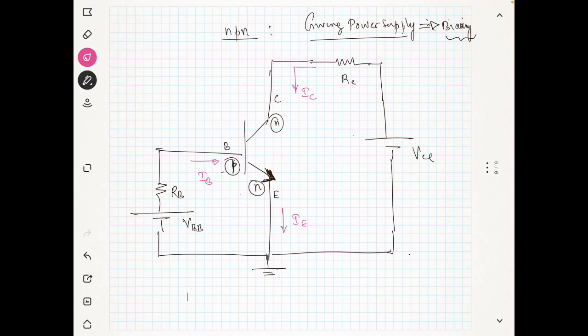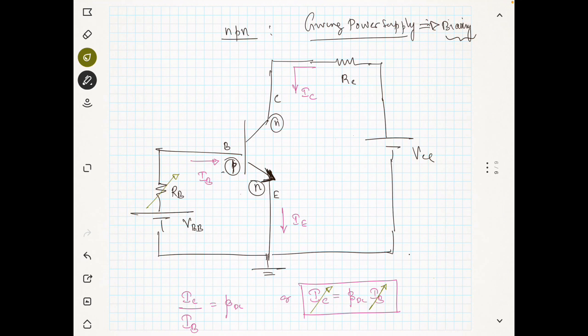Now I told you that the ratio of IC over IB we call beta DC, or I can say my IC is equal to beta DC times IB. So if I can control my IB, I can change my IC also. How to control IB? You just need to control the RB. If you change the value of RB, you can see that IB will be changing, and according to this IB, you will be getting IC.